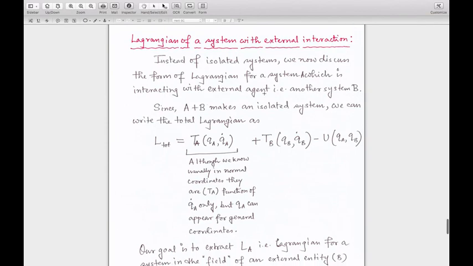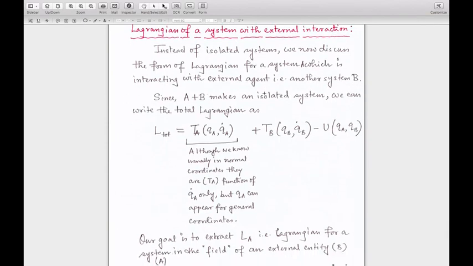Let's say A contains n particles. But now we are not talking about the interactions of the n particles within A. I am talking about the interaction of A with another system of particles B. Since A plus B makes an isolated system, if we think that the universe is constituted only by A and B, then A plus B is isolated. So the universe has two parts, A and B, and they behave like the constituent particles of the universe.